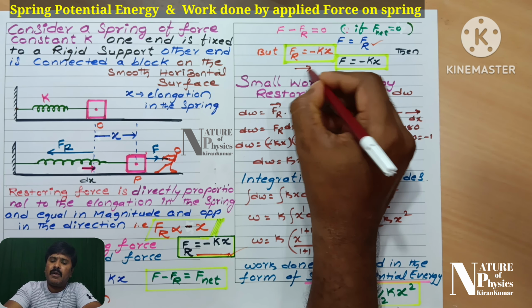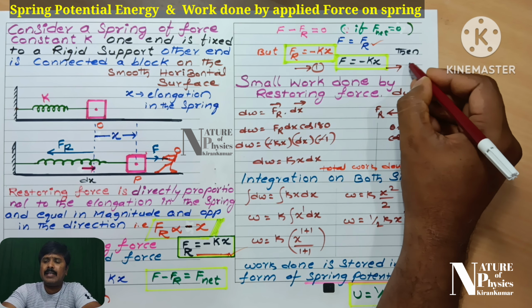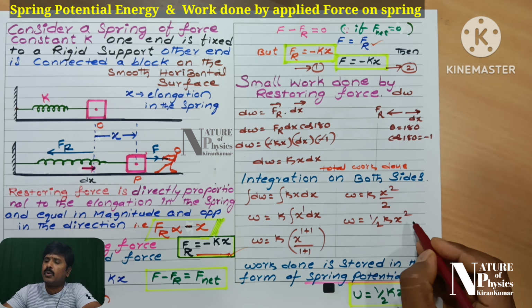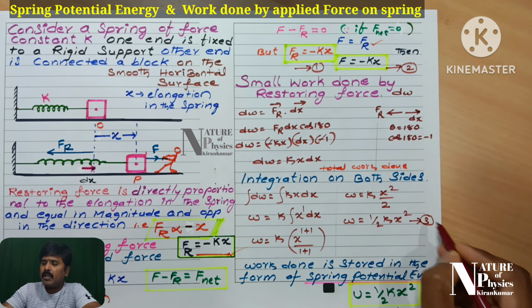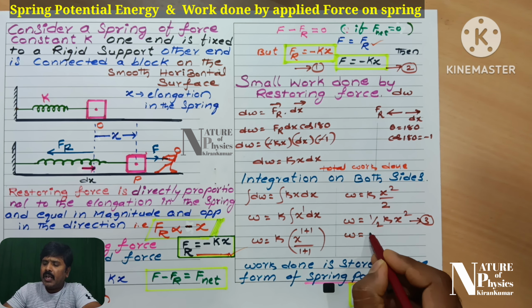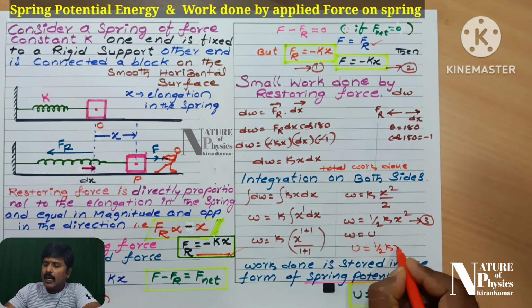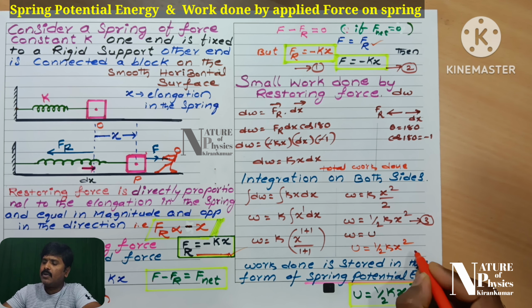So I can write this as the first equation, Fr is equal to minus kx, and F is equal to kx also, as equation number 2, and this is equation number 3. But here the work done is equal to the potential energy of the spring, U. The work done is stored in the form of potential energy of the spring. So W is equal to U. Now the U formula is equal to half kx squared, already given here also. I can write this as equation number 4.